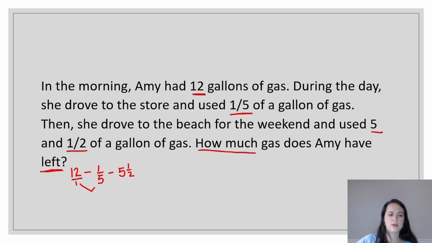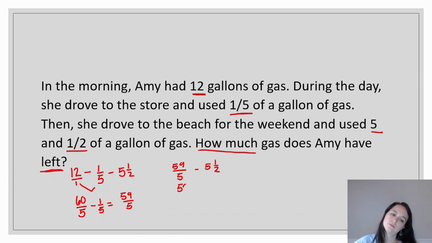So I need common denominators, so that's going to be 5. So that's going to be 60 over 5, that's 12, minus 1/5. All right, that part equals 59 over 5. So now I have 59 over 5 minus 5.5, which I need to convert. So 5.5 is really 11 over 2. So now I need to convert my 5 and my 2 to be the same denominator, common denominator. That's going to be 10.